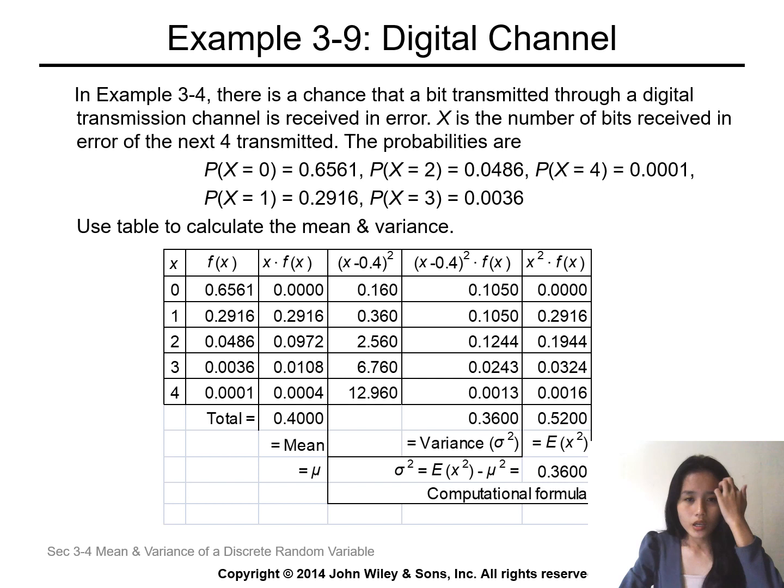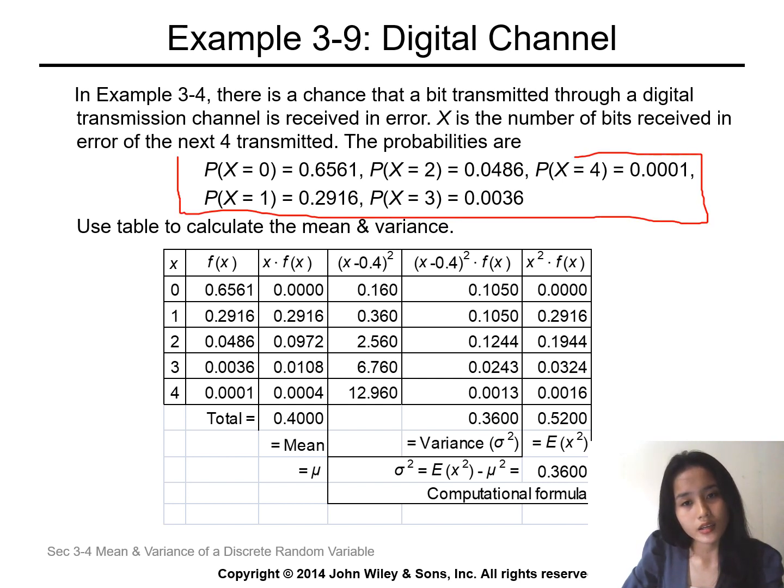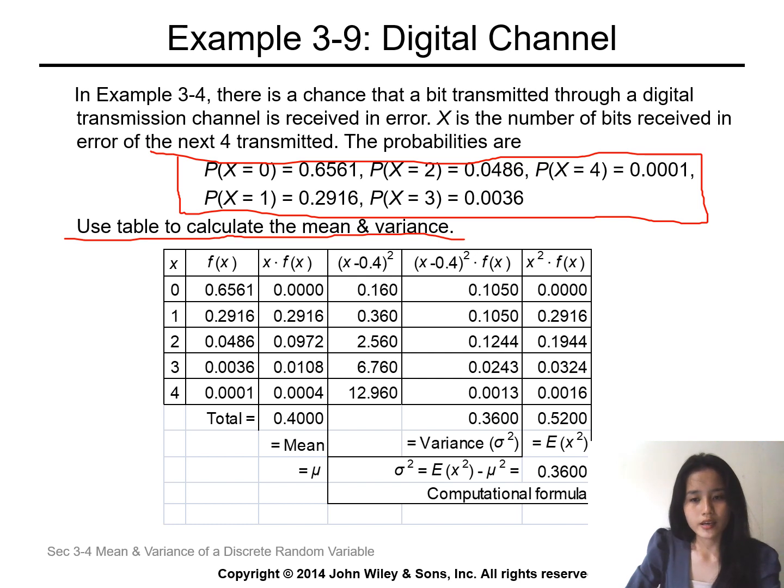So, the probabilities are the following. These are given. What we will do is to use a table to collect the mean and variance. The first column is the x variables. Second column is the f of x. Third is the x times f of x. Fourth is x minus mean squared. Fifth is x minus mean squared times f of x. And lastly, x squared times f of x.